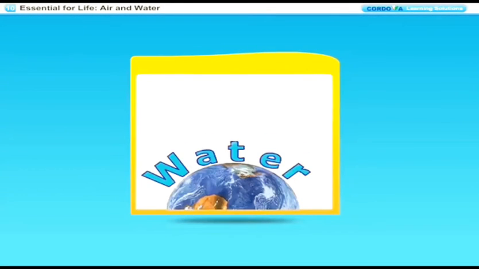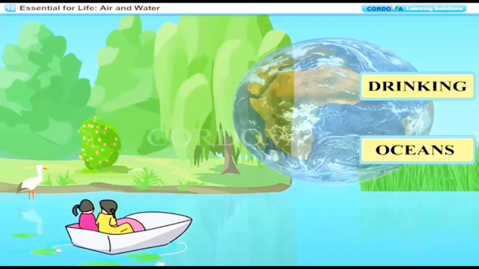Water. After air, the second most essential thing for our life is water. All living things need water. 3/4 of our Earth's surface is covered with water. Only 3% of total water can be used for drinking. 97% of water is in the oceans, which contains salt. Can you tell some uses of water other than drinking?